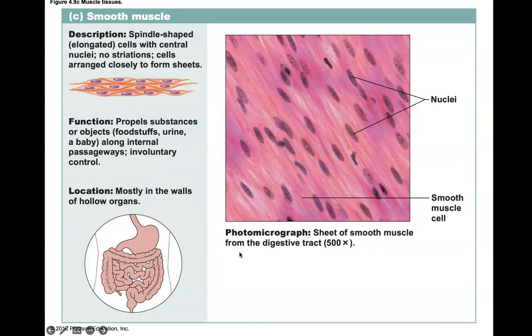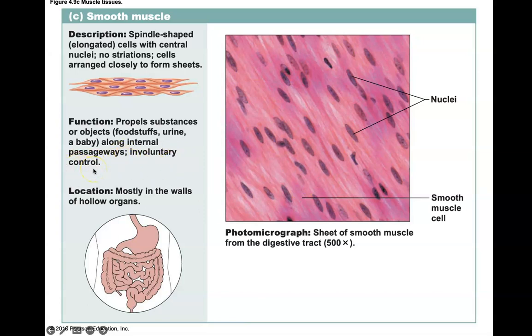Okay. And then we have smooth muscle cells. Smooth muscle cells, again, are going to be these nice spindle-shaped cells. They're going to have these nice big, kind of elongated central nuclei. There's no real true striations for this muscle tissue. And they kind of arrange themselves in these close sheets like this, okay? And so smooth muscle cells are also under involuntary control.